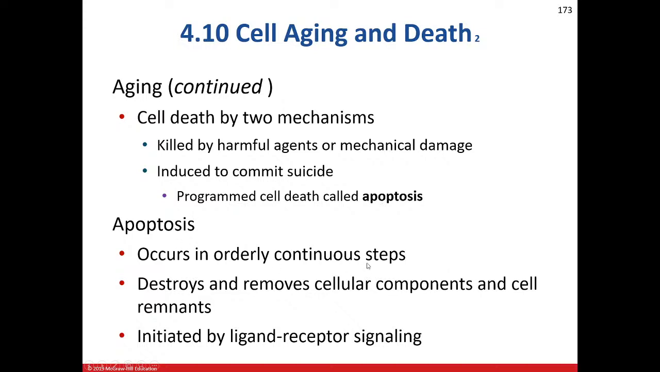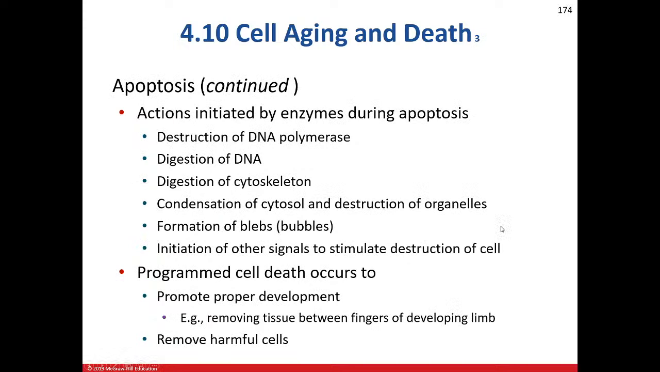Apoptosis occurs in an orderly set of steps, and it destroys and removes cellular components and the cell remnants. And it's sometimes initiated by ligand receptor signaling. Well, okay, that's technically true. Yeah, so it's initiated by ligand receptor signaling. Yes, that's right. So the actions are initiated by enzymes during apoptosis. They result in the destruction of DNA polymerase so that we can't copy the DNA. We break down the DNA.